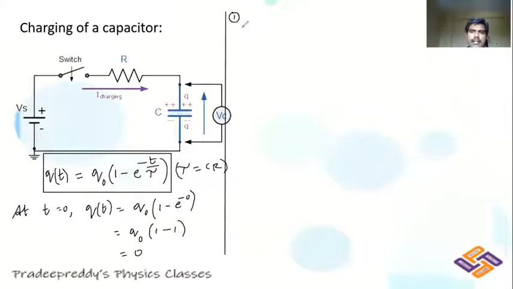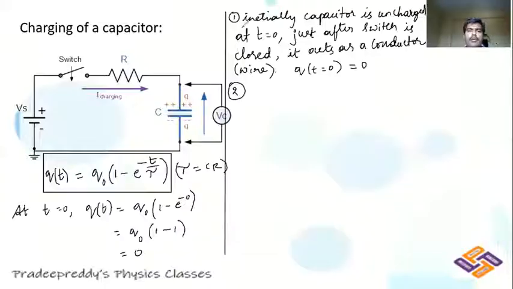Capacitor plates initially, when they are connected to the battery, are not being charged. Point number 1 to be noted is initially capacitor is uncharged at a time t is equal to 0. Just after the switch is closed, it acts as a conductor. That means you can replace the capacitor with a conducting wire when the switch has just been closed. Now, after some instant of time, at any particular time, the charge on the capacitor goes on increasing. Once the capacitor is fully charged, it gets complete accommodation of the charge.